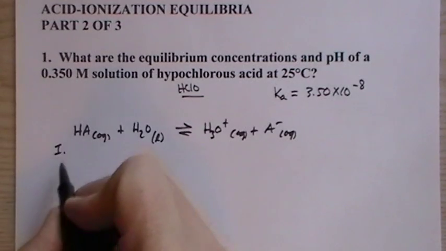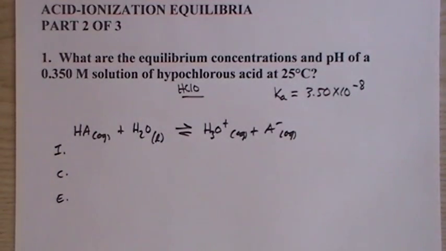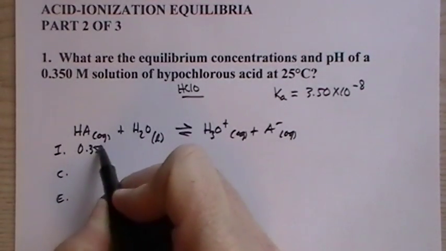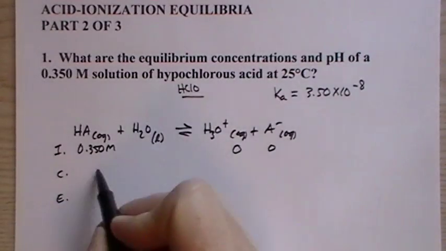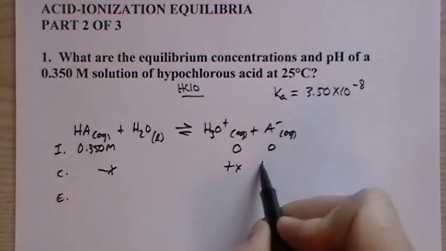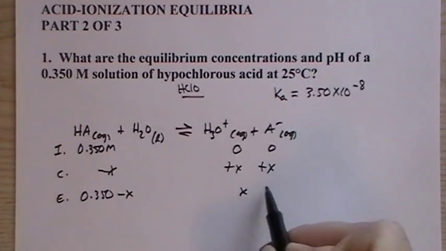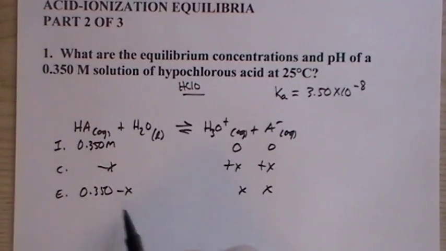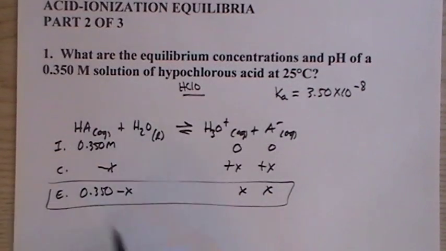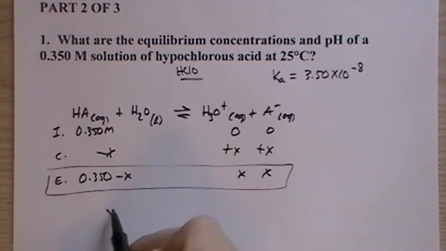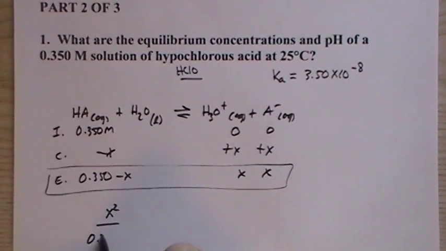And then we have ICE. And then we have 0.350 molar, 0, 0, minus X, plus X, plus X. 0.350 minus X, X, and X. Now, these are our equilibrium values. We don't know what X is yet, so we don't have the numerical values yet, but we can plug it into our Ka expression.